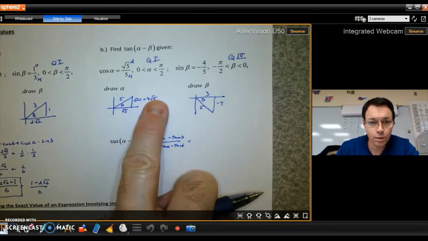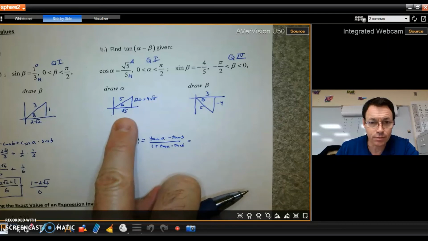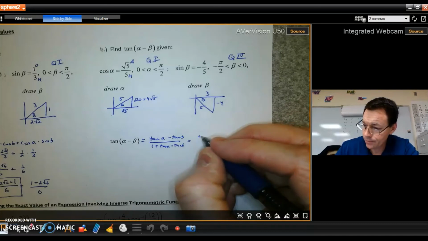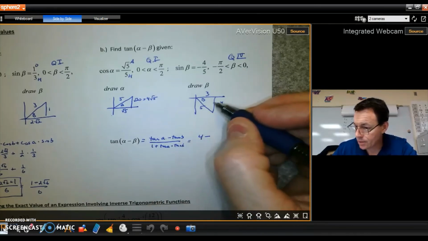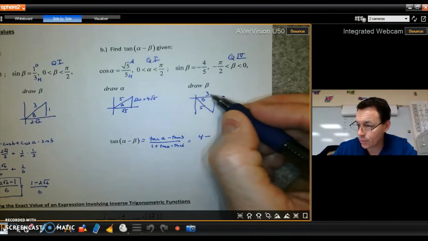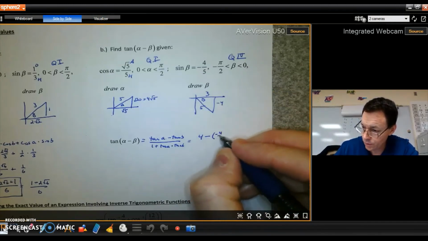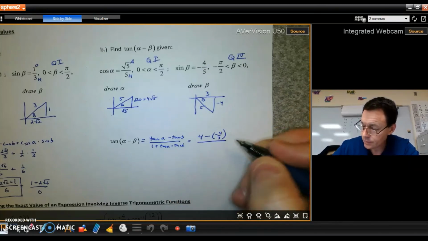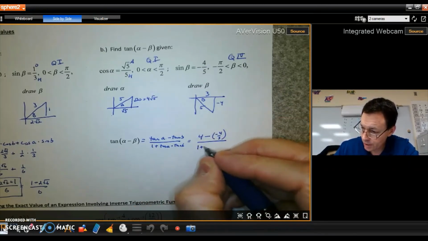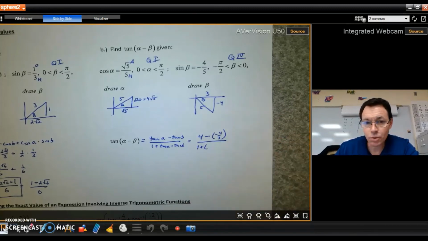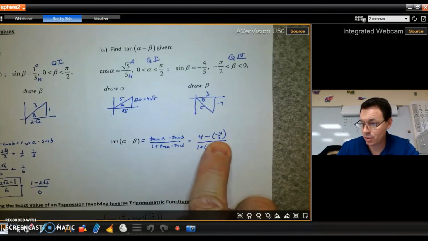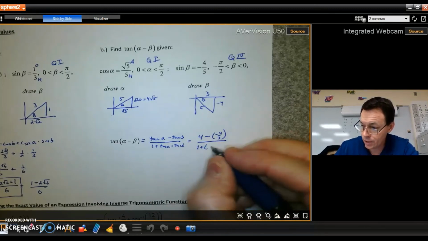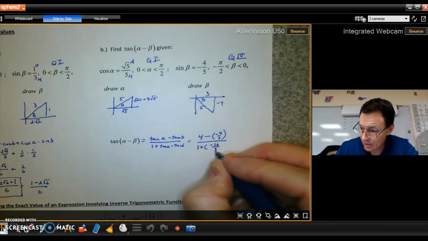So 4 radical 5 over radical 5. But that means those are just going to cancel and you're just going to get a 4. That's just a 4. Minus the tangent of B. Okay, so now we're over here. The tangent of B would be negative 4 over 3. And then 1 plus, and then these two things multiplied together. Okay, so the tangent of A times the tangent of B. So 4 times negative 4 thirds is going to be negative 16 thirds.